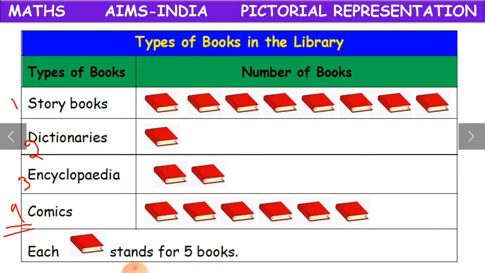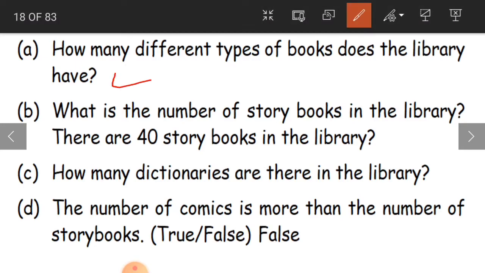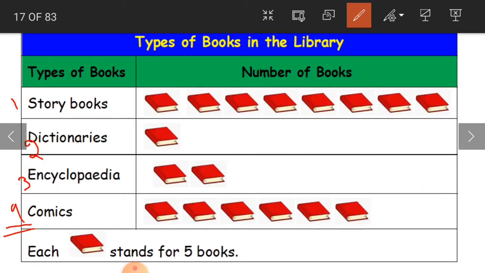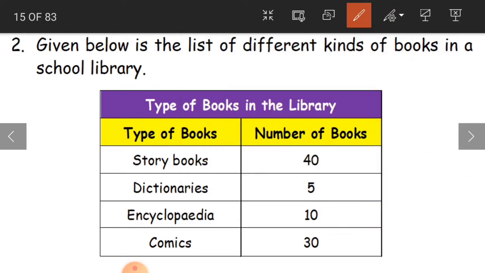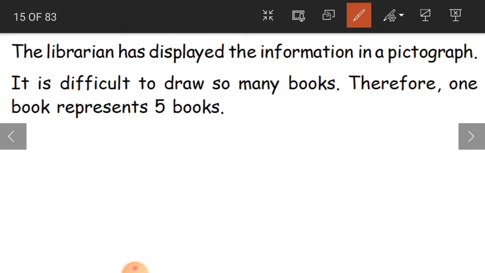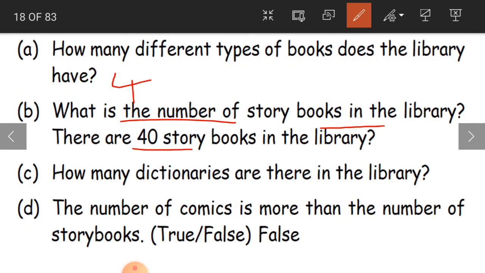The library has 4 different types of books. Now what is the number of story books in the library? So in the library, what is the number of story books, children? See, what is the number of story books? We are having 40 story books in the library. So our answer becomes, there are 40 story books in the library.